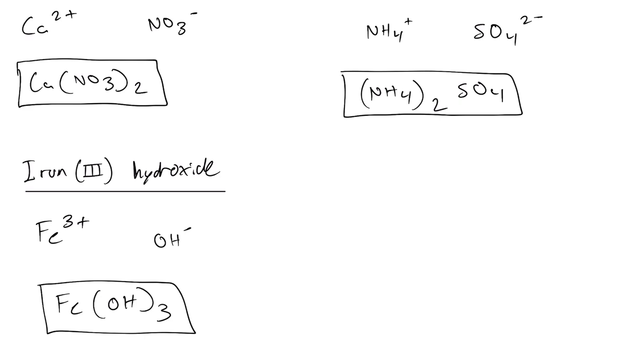Now let's just quickly recap. To write formulas with polyatomic ions, we need to first balance the charges. We need to make sure we use parentheses for multiple polyatomic ions. We want to make sure we never change the internal structure of the polyatomic ion. And we have to make sure that we treat them like one chunk when balancing.